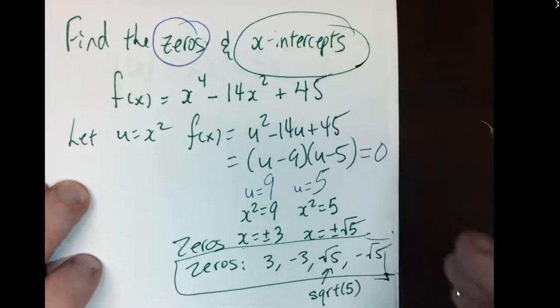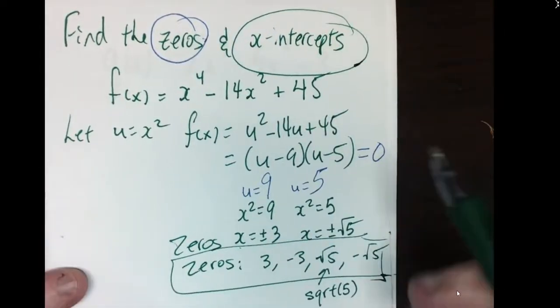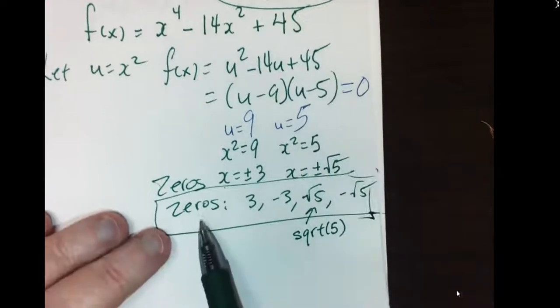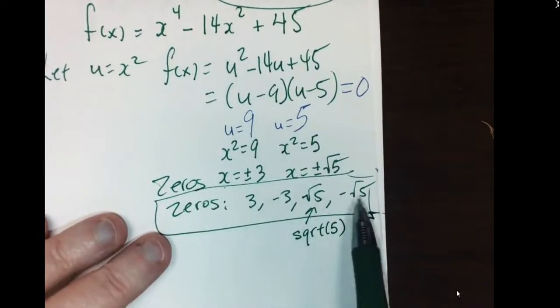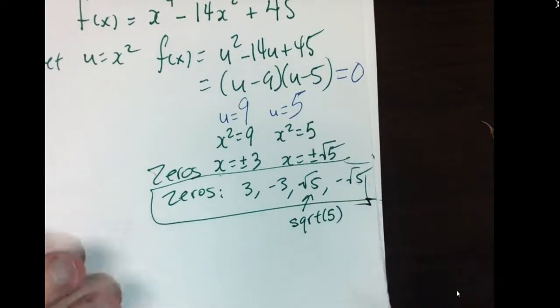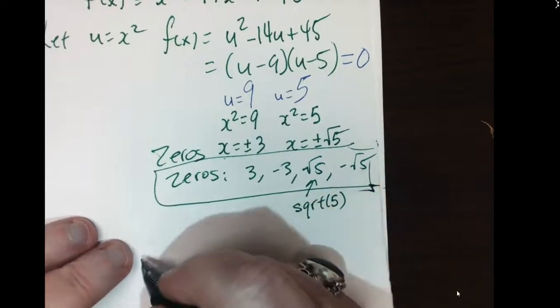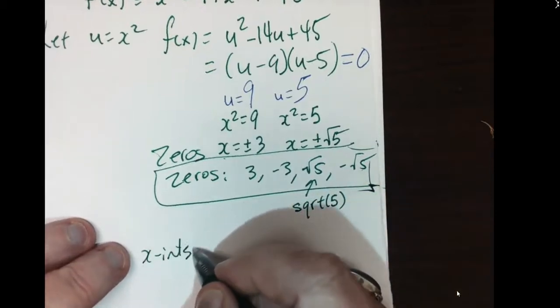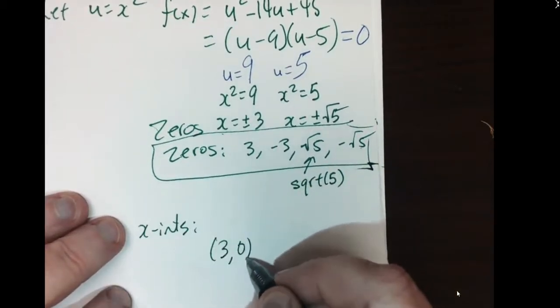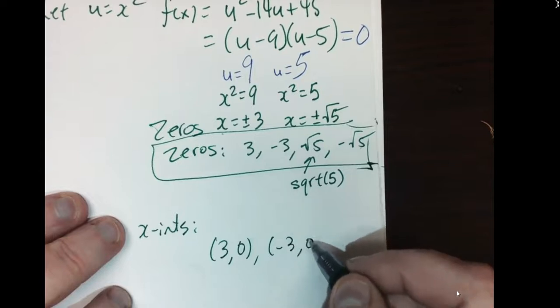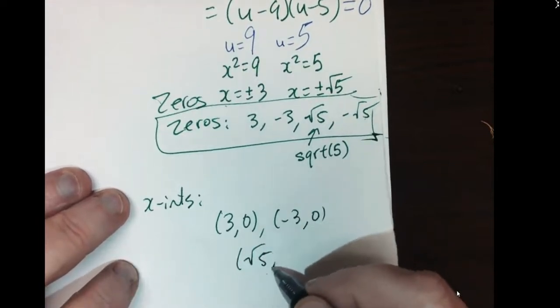Now, when it asks for x-intercepts, you get x-intercepts whenever you have real zeros, and these are all real numbers. So I'll get x-intercepts at those numbers as well. X-intercepts are points, and so I just want to write those as points.